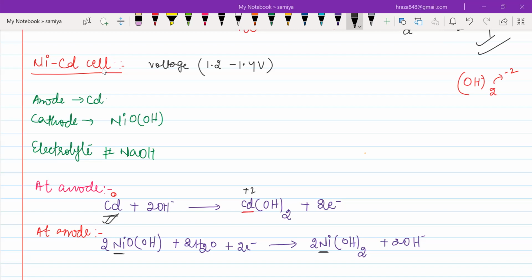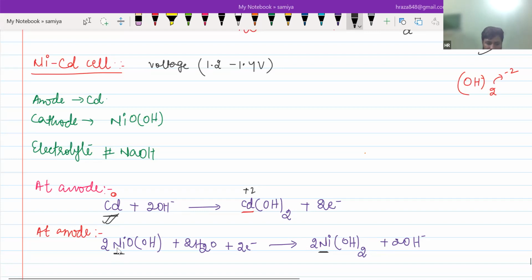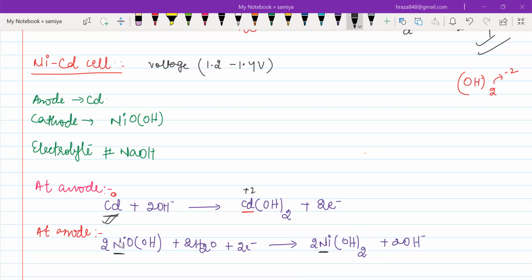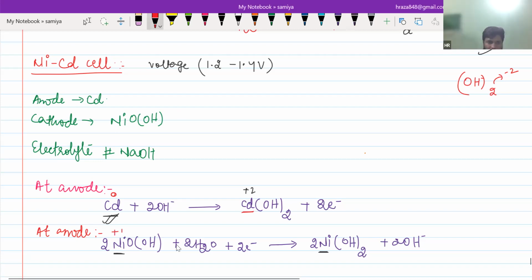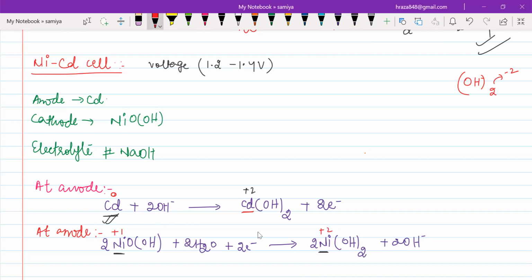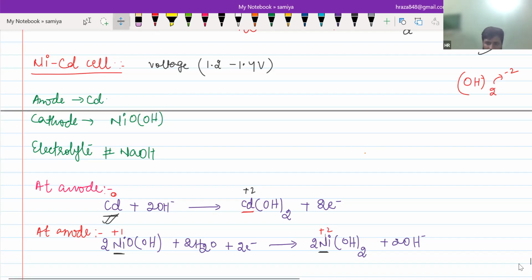Can you tell me the oxidation state of nickel on the left hand side, the reactant side? Sir, is it +1? Yes, it is +1. Very good. And you can see it is +2 on the product side. Very good. So it reduces. So this is the reaction at cathode and at anode.